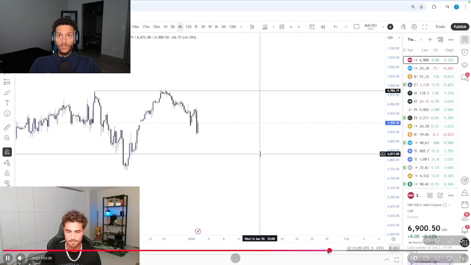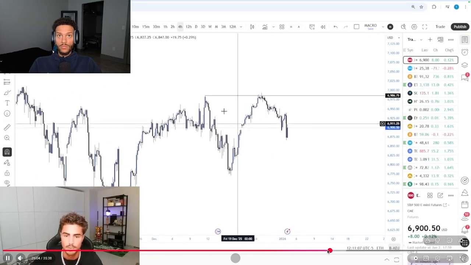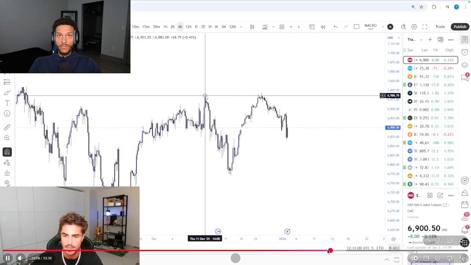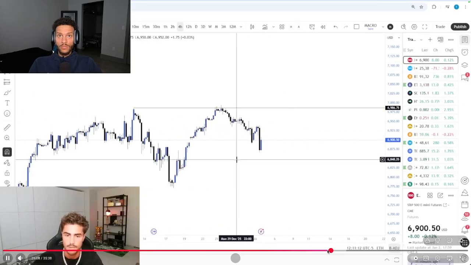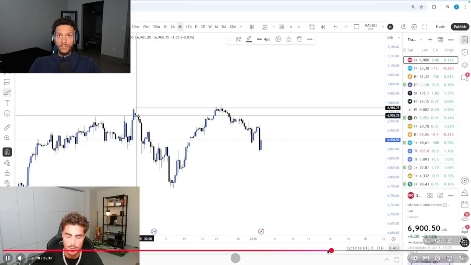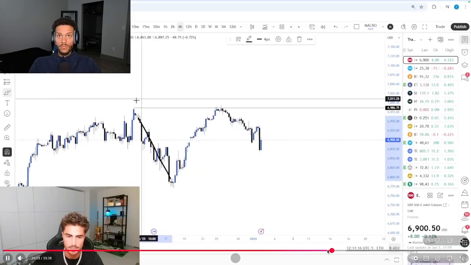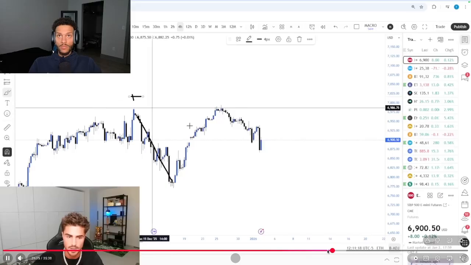We have one right here. What do we have right here? A high in the market. All the people that were pressing sell on this move down, their stop loss is above these highs.